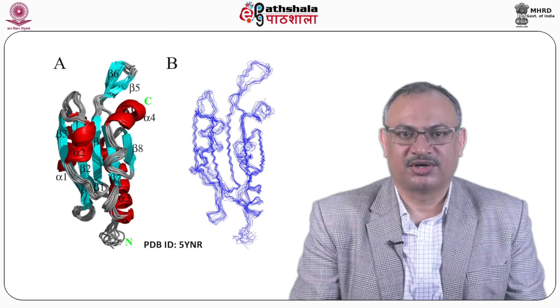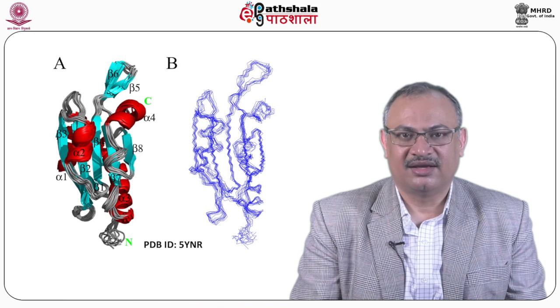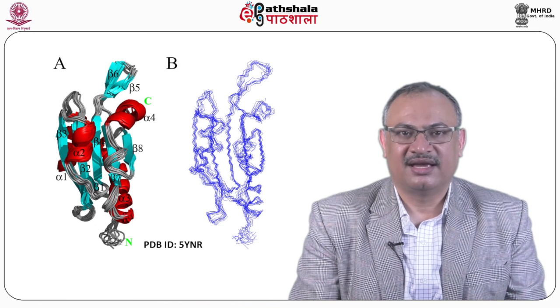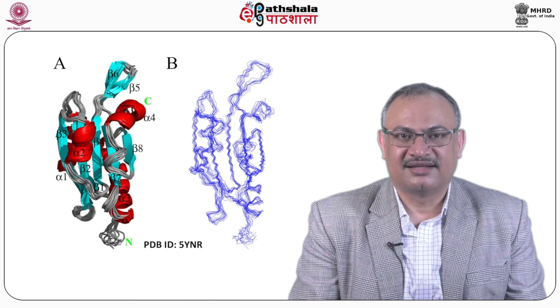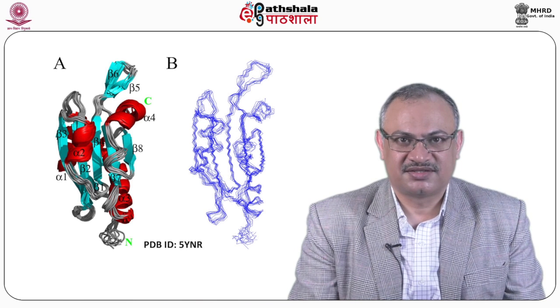This structure has been deposited in PDB and has the ID of 5YNR. You can see in red are the alpha helices and in cyan are the various sheets.